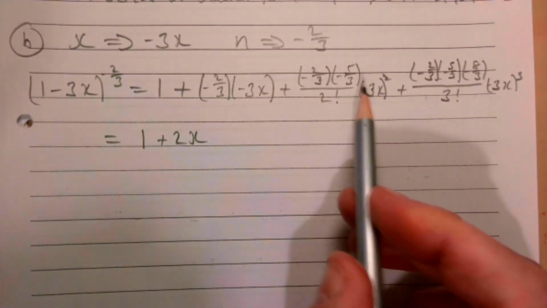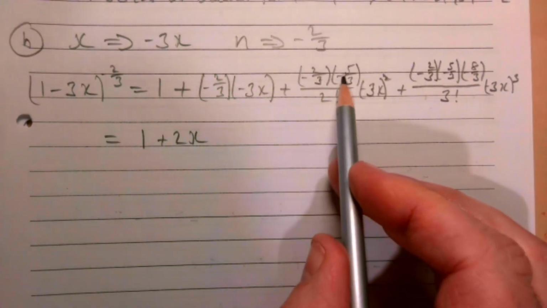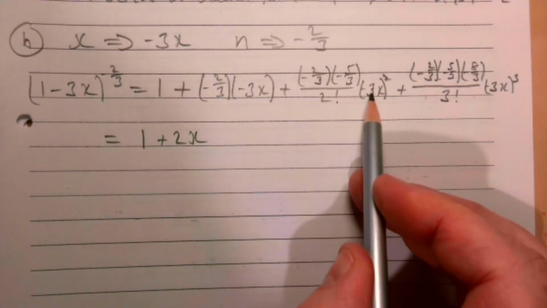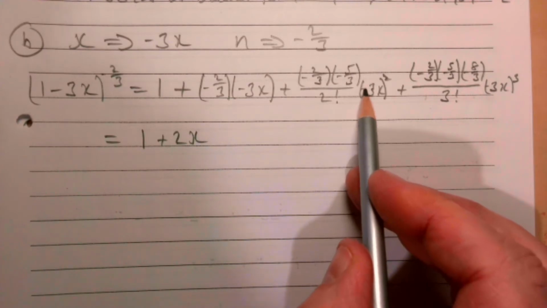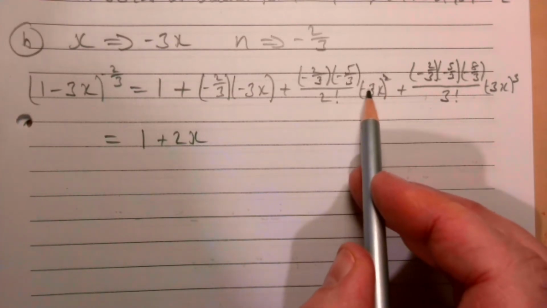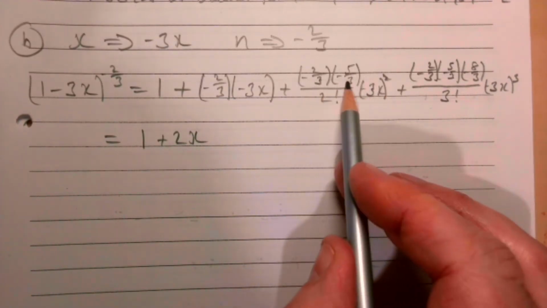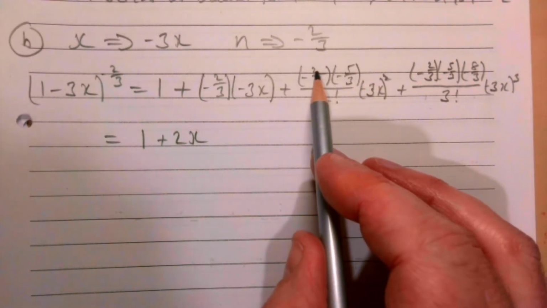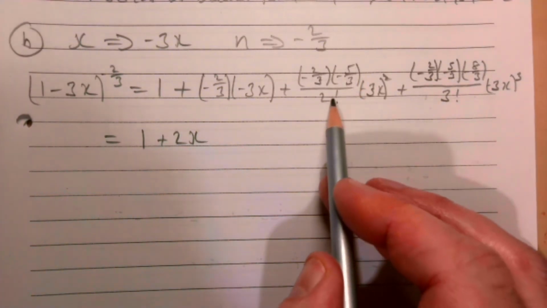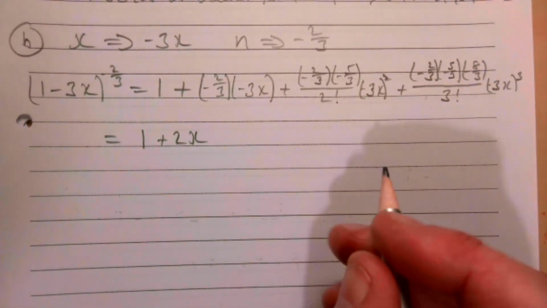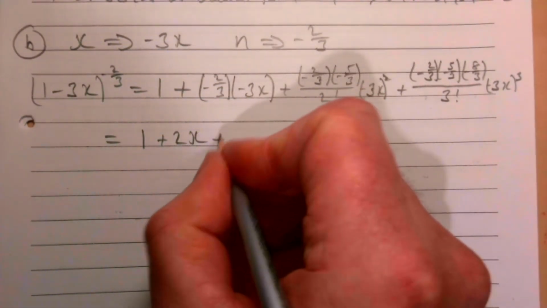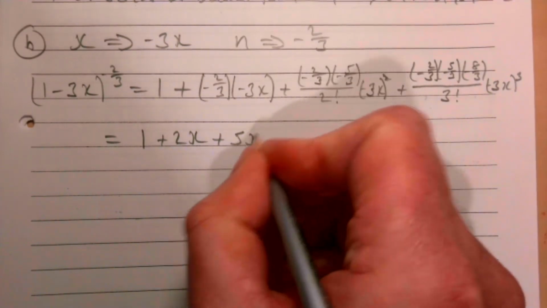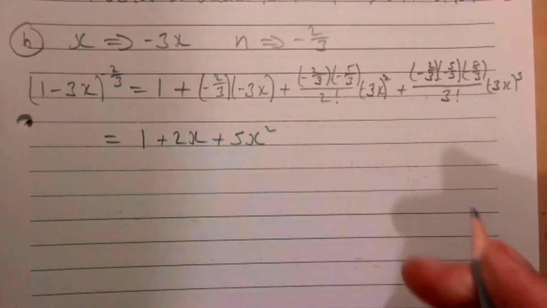Right, this same thing happened really in part A. Minus times a minus, so they cancel out. The 3 times the 3 is always going to cancel here with your minus 3, and that's a minus 3 squared, so there's no negative there as well. So those 3's cancel with those 3's. On the top we have 2 times 5, which is 10. On the bottom we have 2 factorial, which is 2. So 10 divided by 2 then is 5. So it's going to be a plus 5x squared.